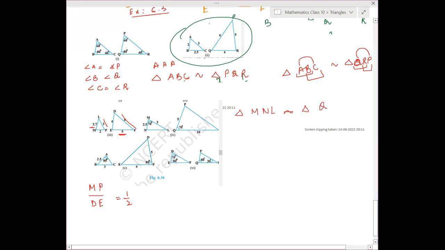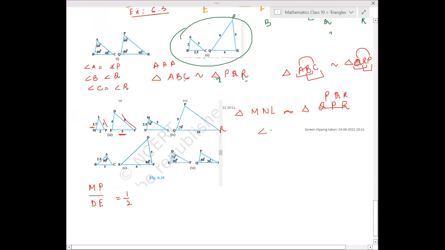No, that's wrong. Ma'am, QRP. PQR. Ma'am, triangle MLN is similar to QRP. Triangle NML similar to triangle PQR. MNL, PQR. NML similar to PQR. Okay, there are so many responses.